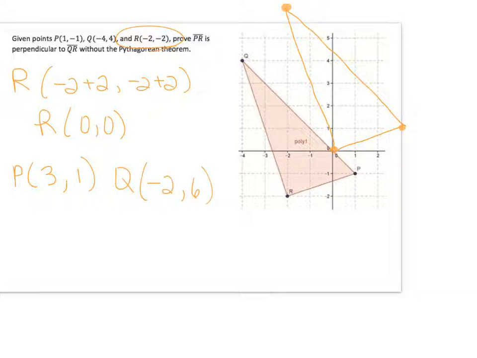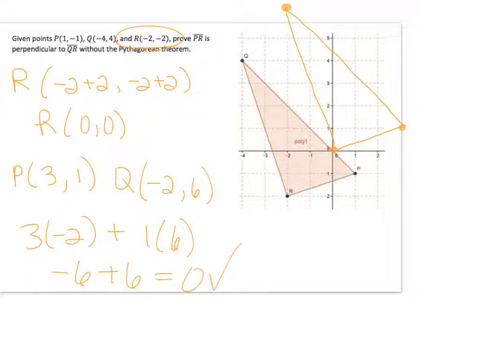So now I can check my perpendicularity. Let's do 3 times -2 plus 1 times 6. -6 plus 6 is in fact 0. So it's a lot easier to translate your points and to check that condition for perpendicularity than it is to do the distance formula that many times, right? Awesome. Good work today.